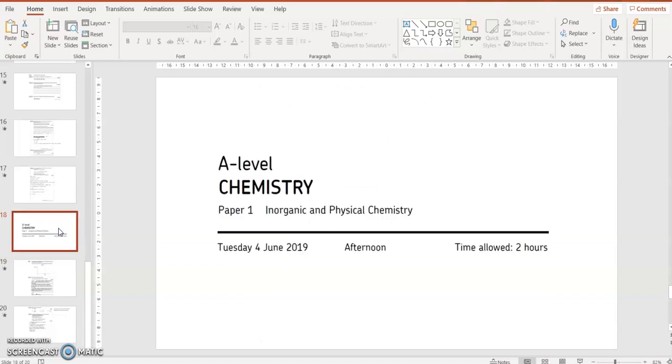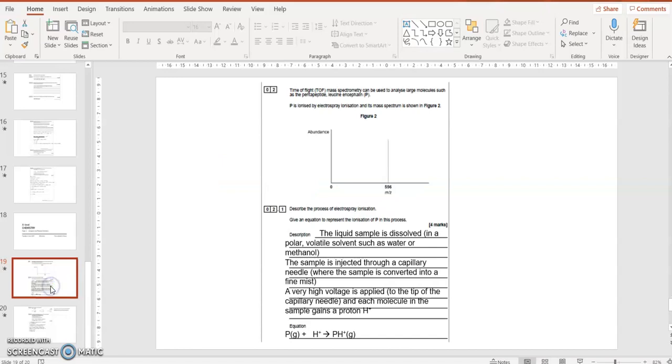Okay, June 2019, paper 1. So we've got a molecule P. It's being ionized by electrospray ionization this time, and I've got a graph. Okay. Describe the process of electrospray ionization. So this is how you prepare the ionized sample.